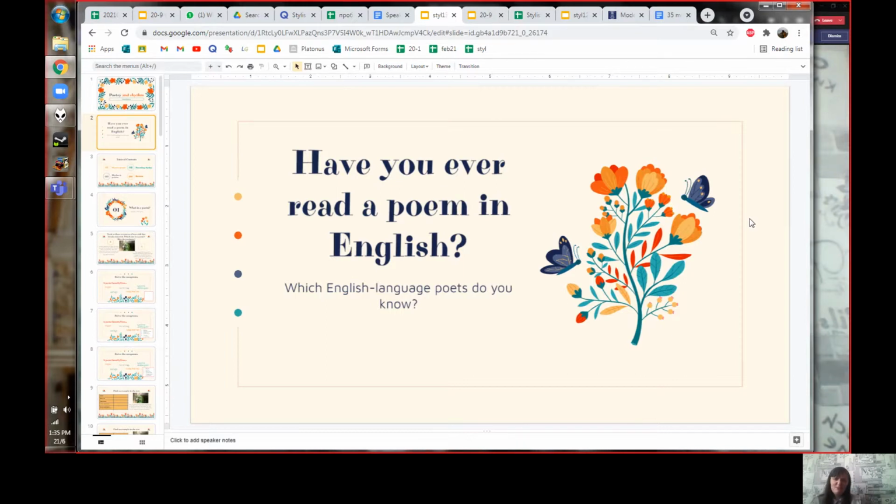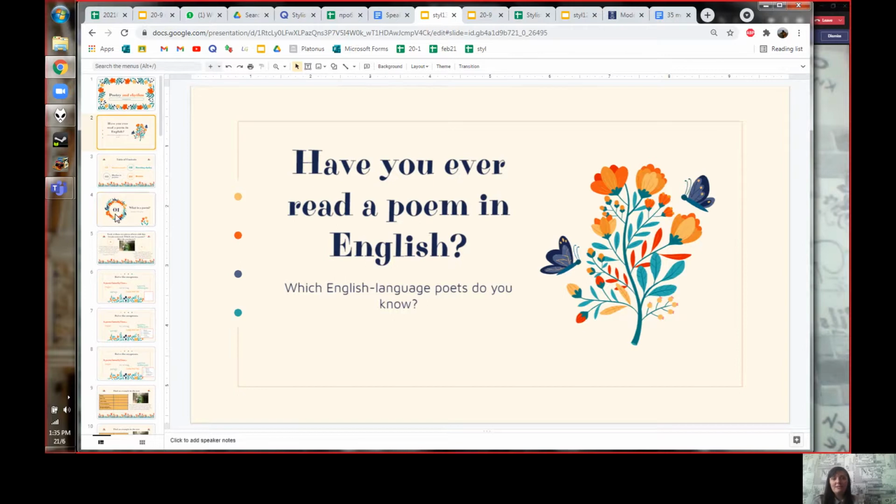We studied a Middle English poet before. If you remember Geoffrey Chaucer, he's a poet as well. He wrote quite a lot of prose, but a lot of his book is written in poetry as well. So today I'm going to introduce to you a few more famous English poets. And also we're going to learn some vocabulary for talking about poems.